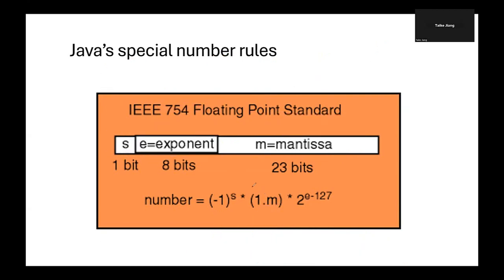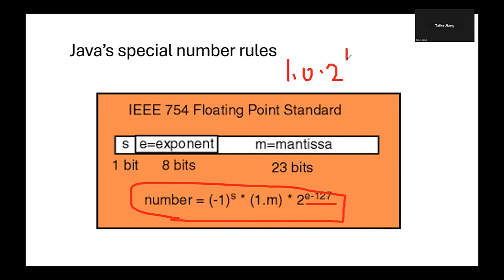Wait, where did you get 128 for the exponent from? It's from here. This is the formula for the number being represented. Where did you get 128 from? 128, because you need to have 1.0 times 2 to the power 1 if you want to have 2.0. Okay. So you just say it's 128? Yeah.